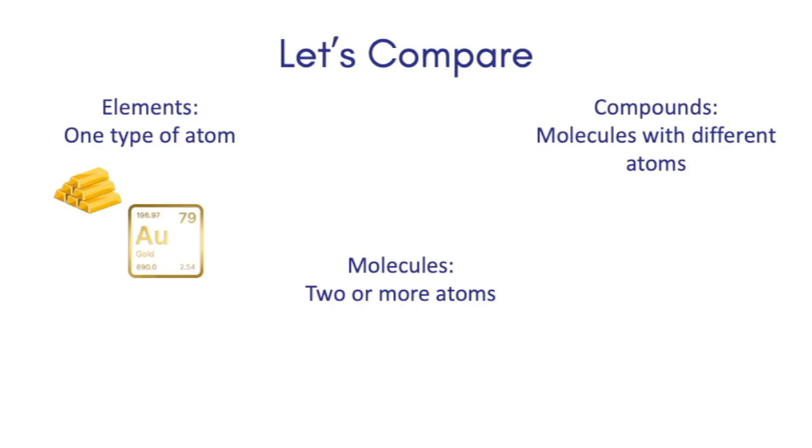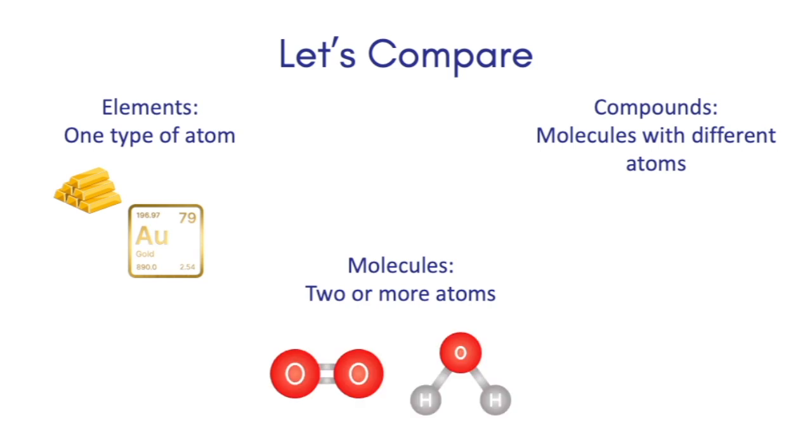So to compare, elements are only one type of atom and they appear on the periodic table. Where molecules are two or more atoms. Notice I did not say two different atoms, but at least two atoms bonded together, and they can be the same type. Whereas a compound just simply distinguishes from a molecule in the fact that they are two or more different types of elements.